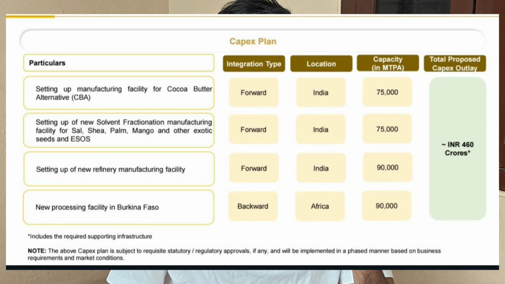In terms of this picture, they want to set up a manufacturing facility for cocoa butter alternative and not equivalent. Alternative is again different. It's not as good as cocoa butter equivalent, because cocoa butter equivalent is directly a substitute, or it mimics the properties of cocoa butter. Alternative is again different, and the umbrella goes wider for this. So they want to have 75,000 TPA for that, and for that they want to set up a manufacturing plant in India.